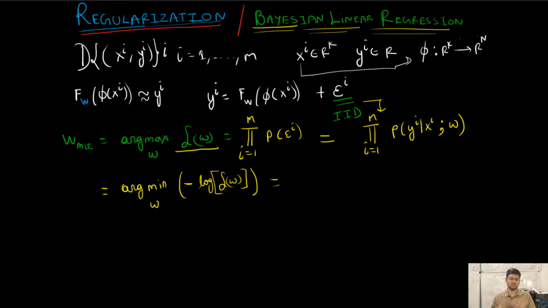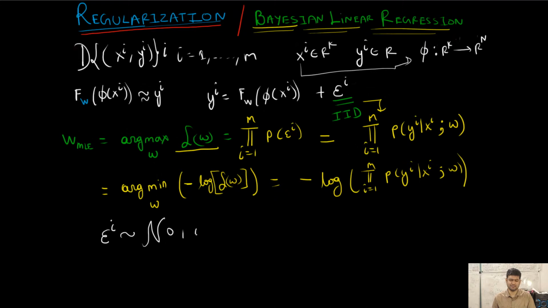Which results in a summation, right? So it would be the negative of the log of P of yi given xi and parameter w. We can open the log and all this multiplication will become a summation. And we had proven in the last lecture that if these epsilon i's have a Gaussian distribution, with mean 0 and some variance sigma square, then this leads to what is known as least squares regression.